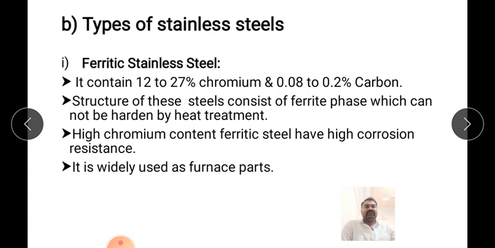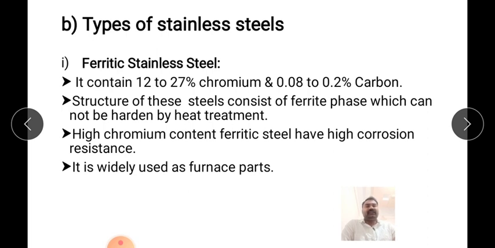The structure of the steel consists of ferritic phase which cannot be hardened by heat treatment. Means this ferritic stainless steel, we know that ferrite is a soft phase. That's why after heat treatment also it will not be converted to harder material. Okay, high chromium content ferritic stainless steel has corrosion resistance, because that chromium acts as a chromium oxide on the surface of the steel.